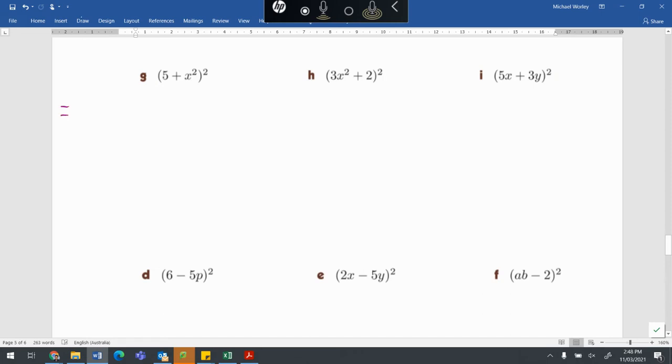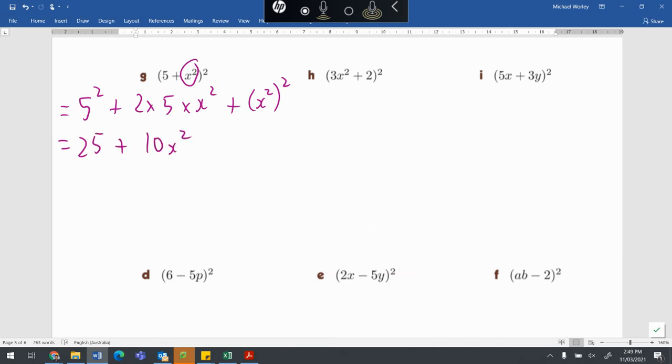Right. So this one here, we go 5 squared. It's 2 times 5 times x squared. Plus, now it's x squared squared. Let's just put it in brackets like that. Nice. Now using our power laws, index laws, x squared squared, we're going to times these. X to the power of 4. Nice.